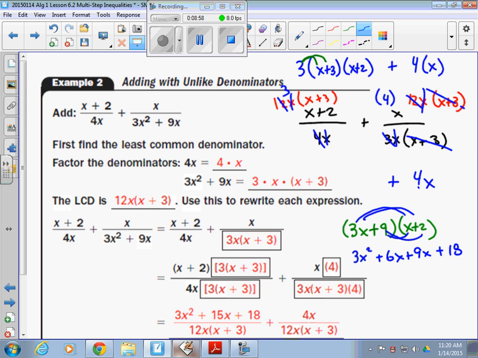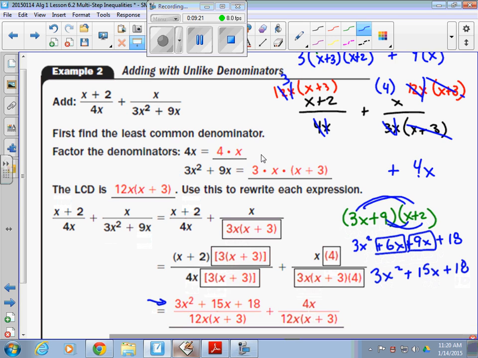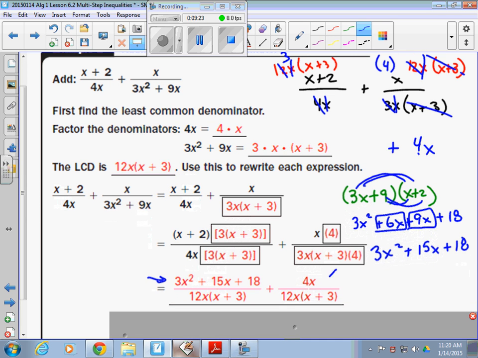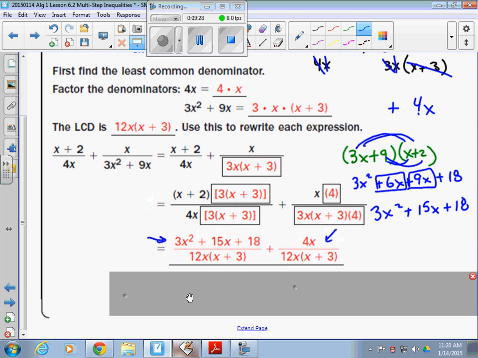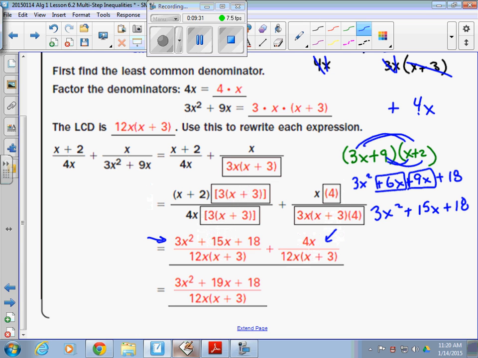When we simplify that, we have 3x squared. 6x and 9x together are 15x. And then plus 18. So the first fraction on the top, its numerator will say 3x squared plus 15x plus 18. That's what we have here. The other one's easier because it's shorter. 4 times x is 4x. So the bottom number is the same now. It's a big long thing, that denominator, but it's there. It's the same, 12x times x plus 3.